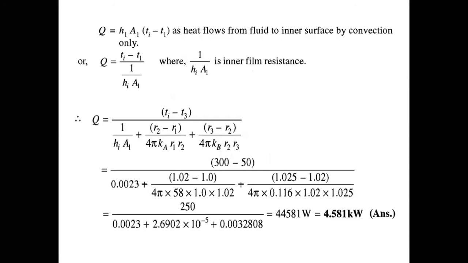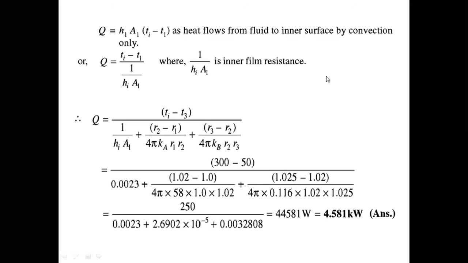Now we know film resistance is given. So we know Q equals H1 into A1 into Ti minus T1, because heat flow from the fluid to the steel. So this is the convective heat transfer. So this 1 by Hi into A1 is called the inner film resistance.